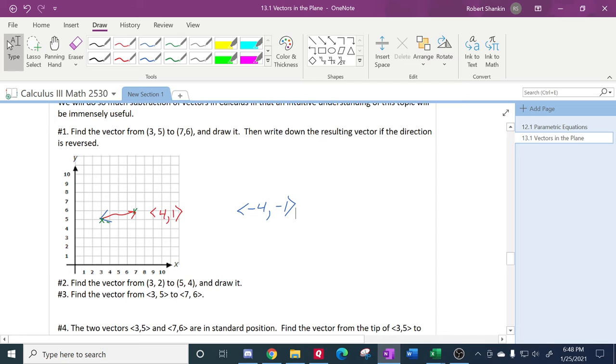Now, number 2. Find the vector from 3, 2 to 5, 4, draw it. And then also, of course, you've got to write down what the vector is, like we did. And then number 3, find the vector from 3, 5 to 7, 6. So I'm going to give you a minute for 2 and 3. Some of these, selected ones, I'm going to have you work in your groups, but not right now.